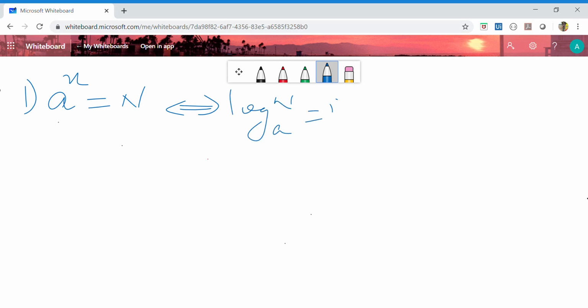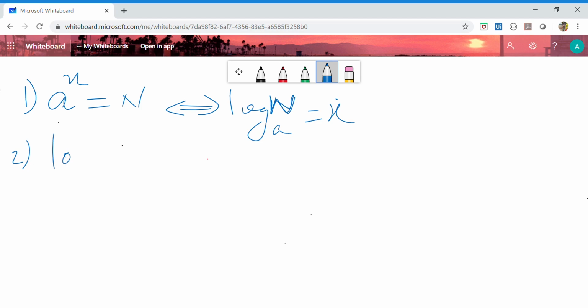Now I will give the list of all laws which are used in this 10th standard. So the first one is the definition: a power x is equal to n if and only if log n to the base a is equal to x.